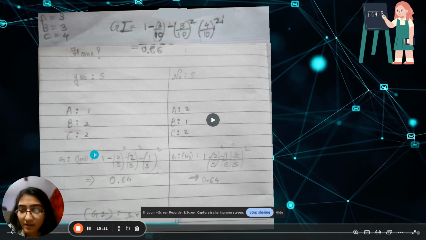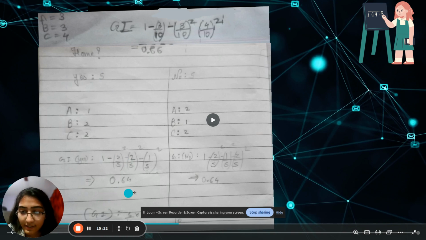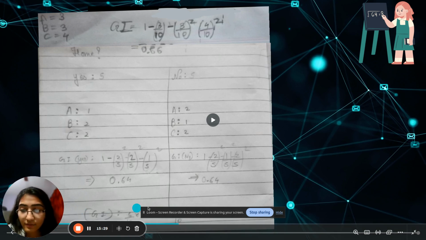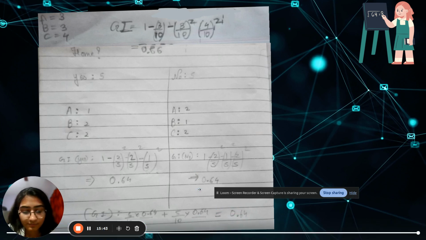Using similar formula, 1 minus 2 by 5, because for class B it is 2 and total 5, 2 out of 5, so 2 by 5 squared minus 2 by 5 squared minus 1 by 5 squared. So we will get 0.64. Similarly, for no, we will get 0.64. Finding a total Gini index will be 5 by 10 multiplied by 0.64 plus 5 by 10 multiplied by 0.64. So the answer will be obviously 0.64.